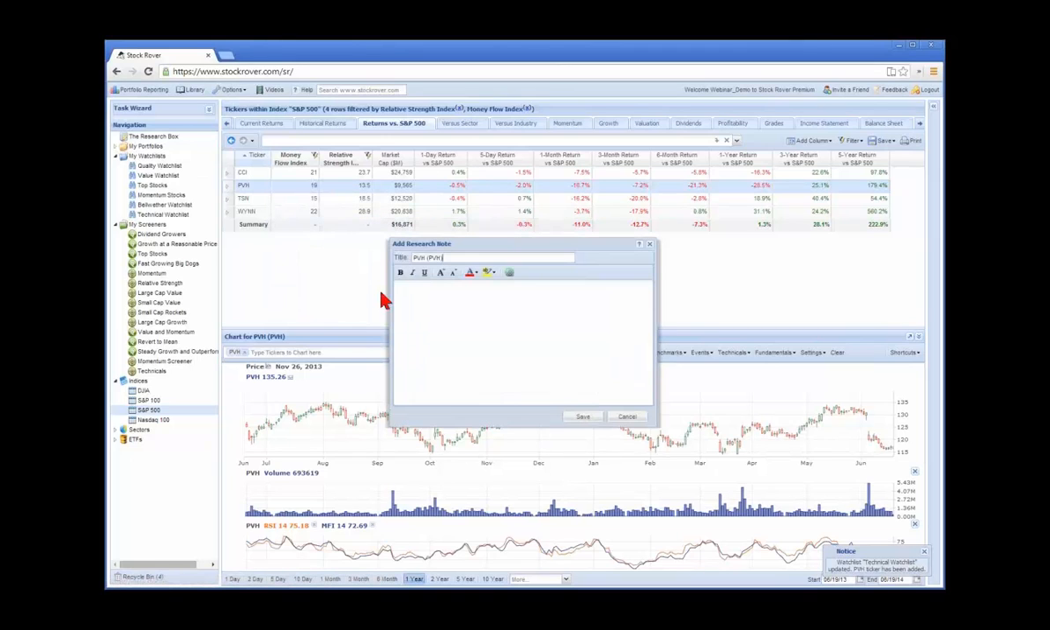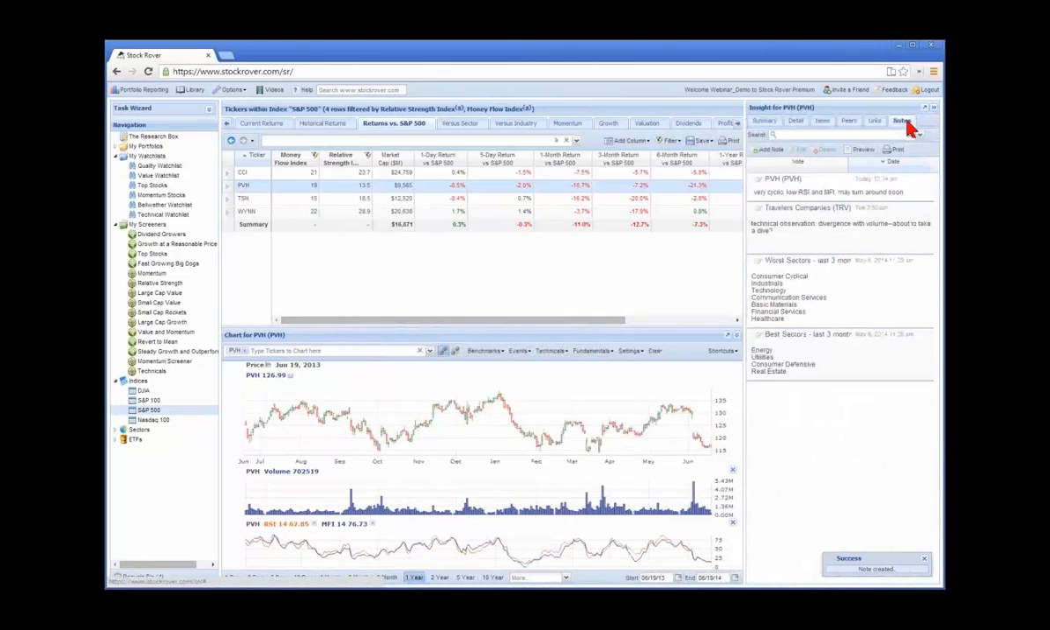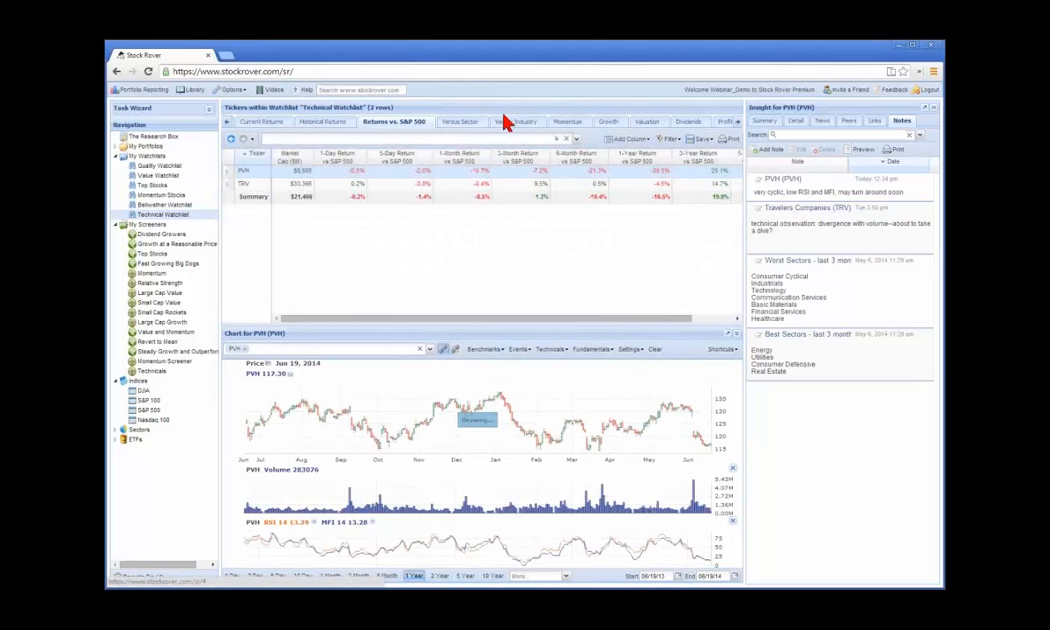So I'm just going to add a research note and say, very cyclic, low RSI and MFI, may turn around soon. And if I click Save, and then I go over to my notes on the right, you can see that my note appears there, and it also has the date, so I can know when it was that I made that observation. And so now if I just go to my technical watch list, which, let me get rid of these filters in the top here. So this just has 2 stocks for now, but I can keep however many I want. So now I can just kind of keep track of the stock and get familiar with it.